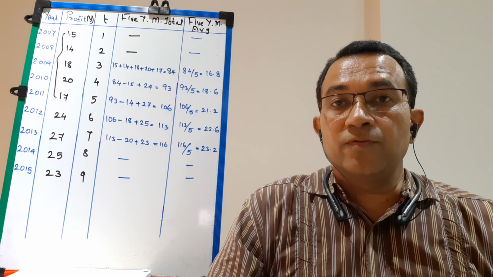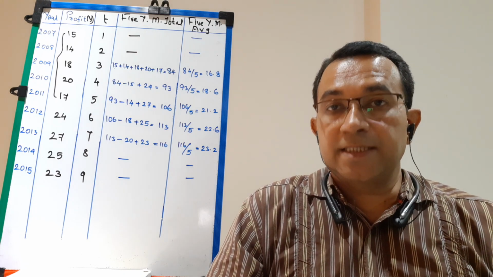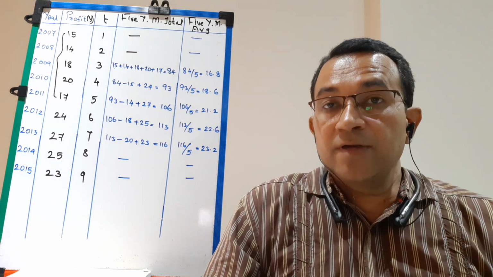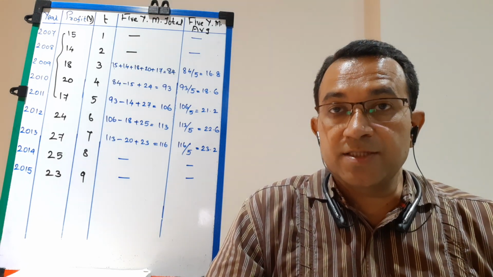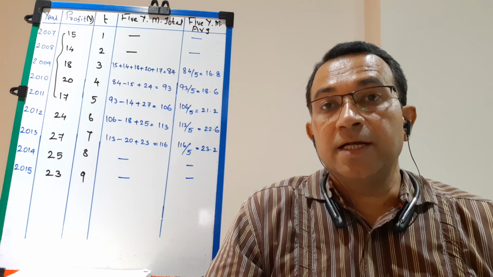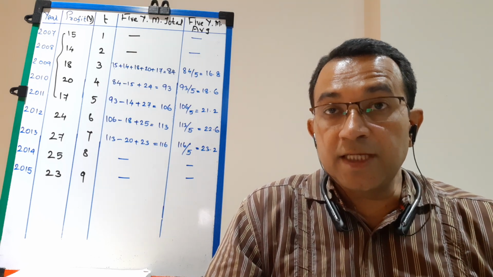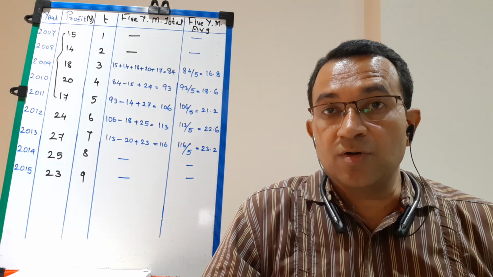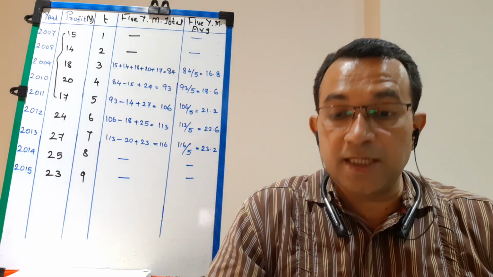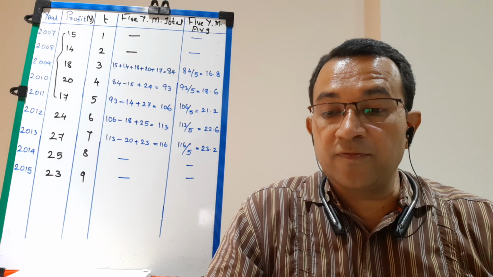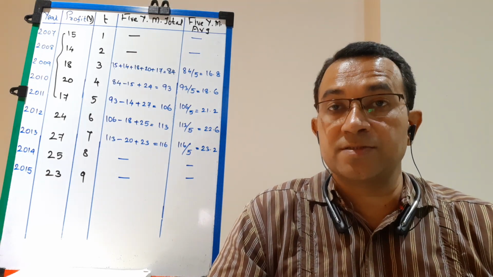This time we are going to find trend using 5 yearly moving averages. In the last lecture, students, we had done trend for 3 yearly moving averages, or the number of observations averaged were 3. Now students, we are doing 5 yearly moving averages.